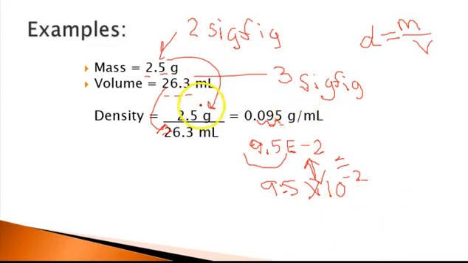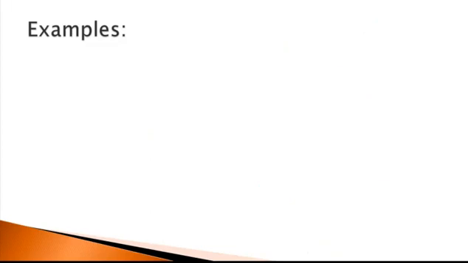Then let's look at the units. You took grams and you divided them by milliliters. That's why your units are grams divided by milliliters. Whatever you do to the numbers, you do to the units. Okay? All right. So here's an example problem for you then.